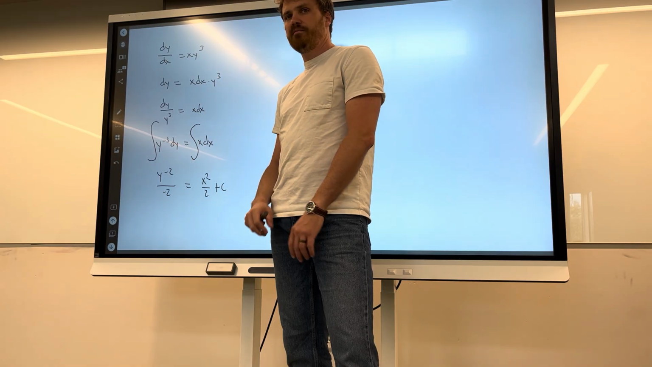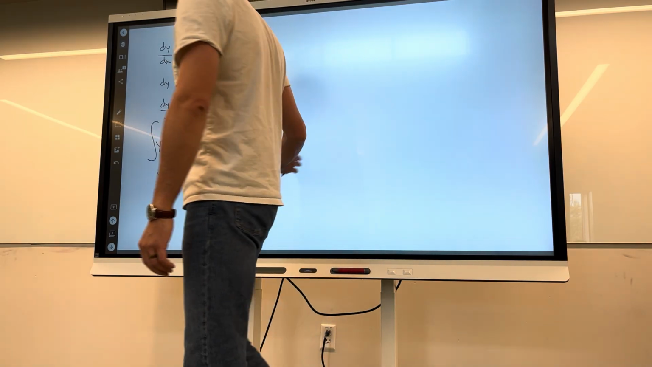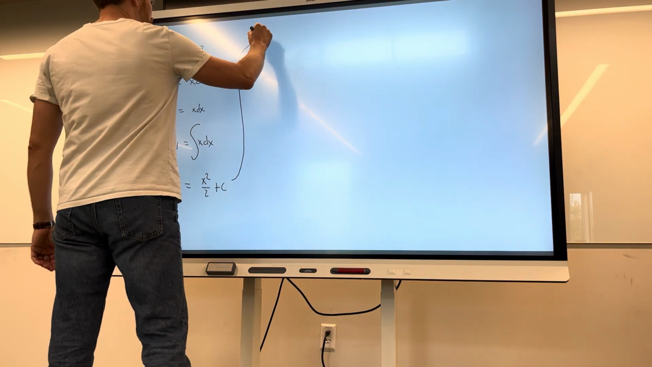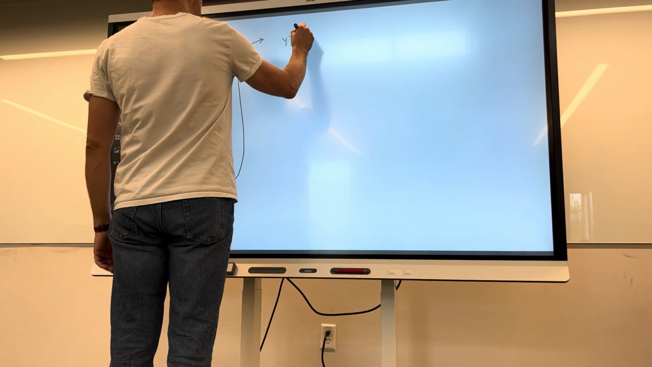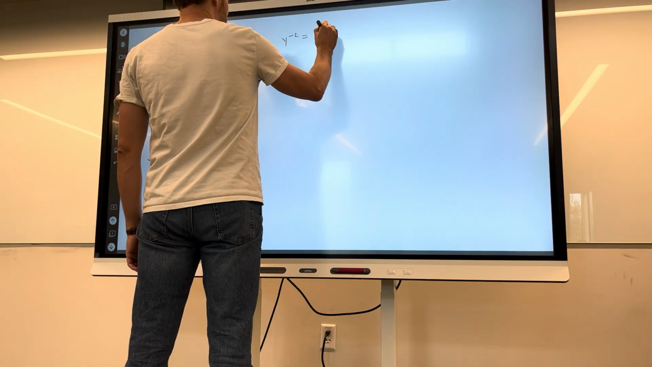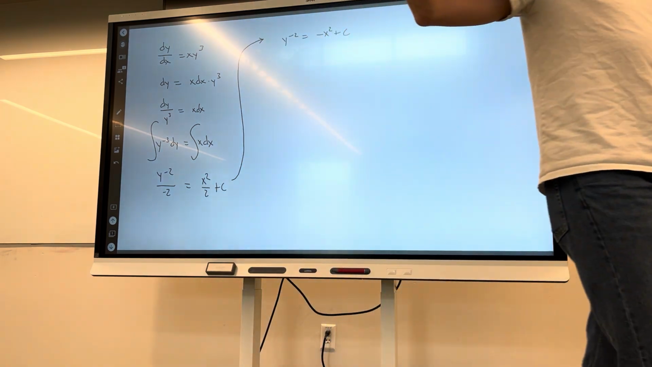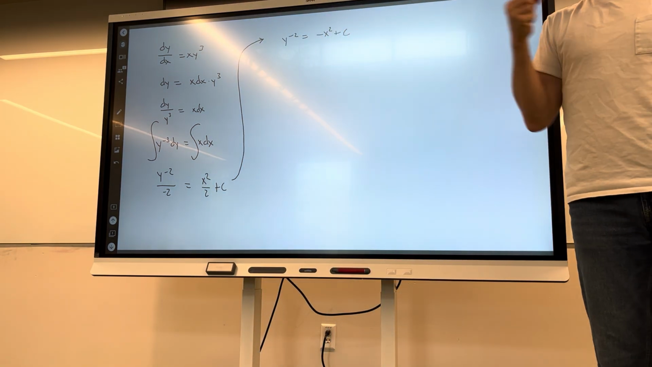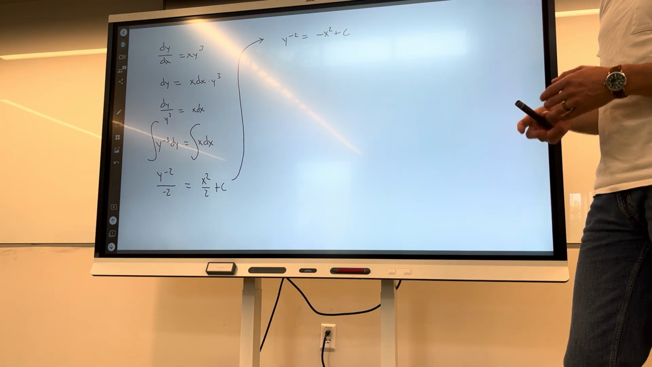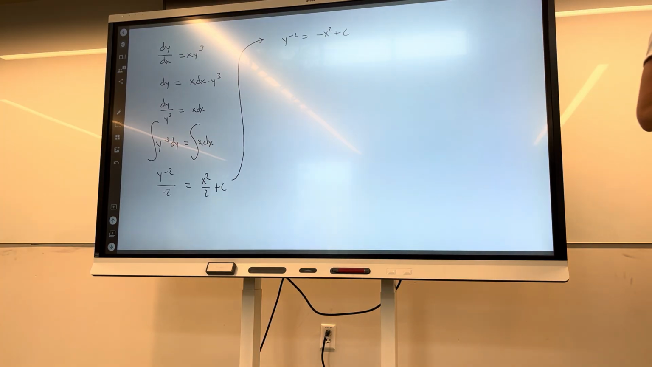Let's multiply by negative 2, and let's get y to the negative 2 equals negative x squared plus c. Again, remember, c can absorb things. So c absorbs the negative 2. And now we have a reasonably simple equation.